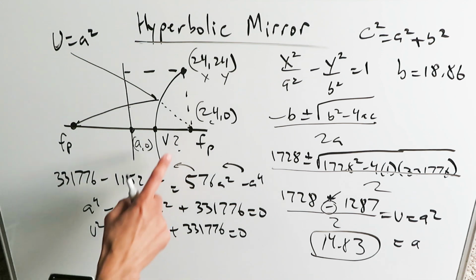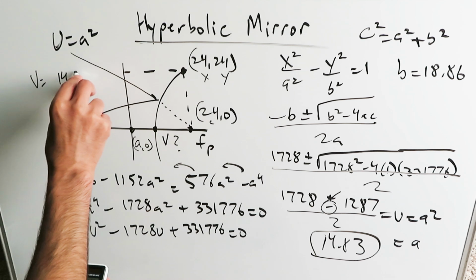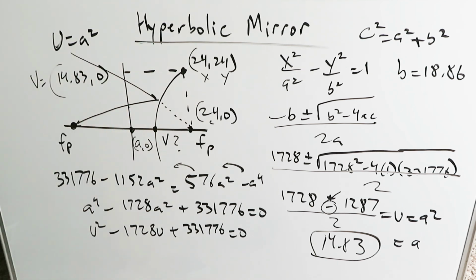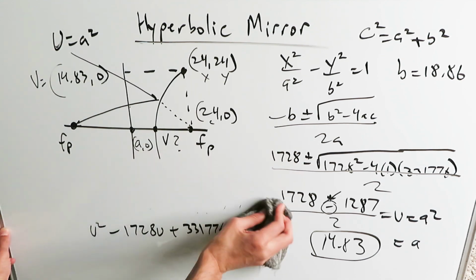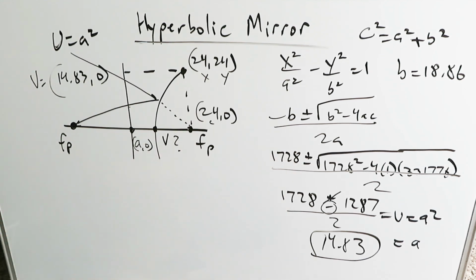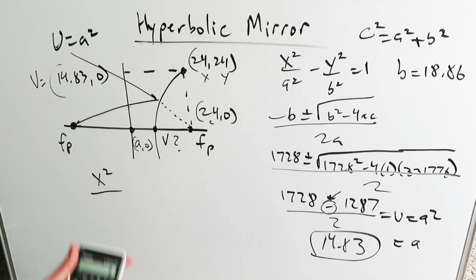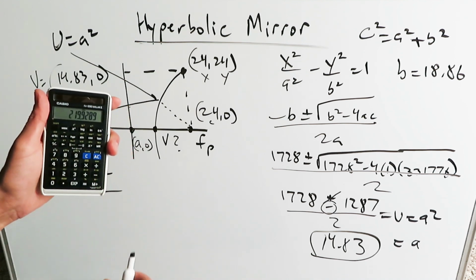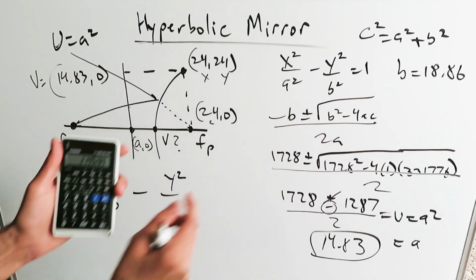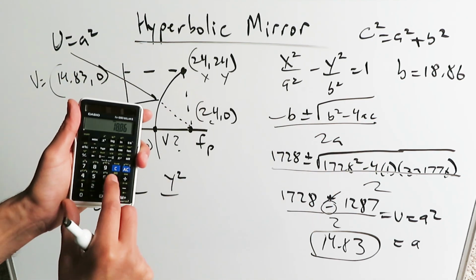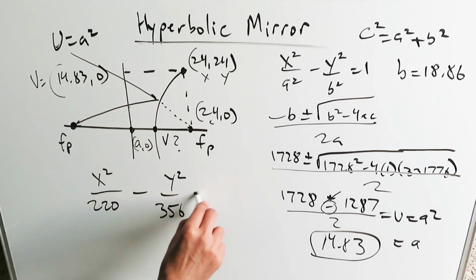But to answer our question, what is the vertex? Well, vertex is coming from the a value. Your vertex is going to be 14.83 comma 0. If I erase this part right here, I can reformulate our hyperbolic equation given now that we have the a and the b value. Our hyperbola is represented by x squared over a squared, which is 14.83 squared. Let's do 14.83 squared. Roughly it's 219.9. I'm rounding it up to 220. Minus y squared over 18.86 squared, and we'll estimate it up a little bit because I've lost the decimals, 355.69, I'll make it 356, is equal to 1.